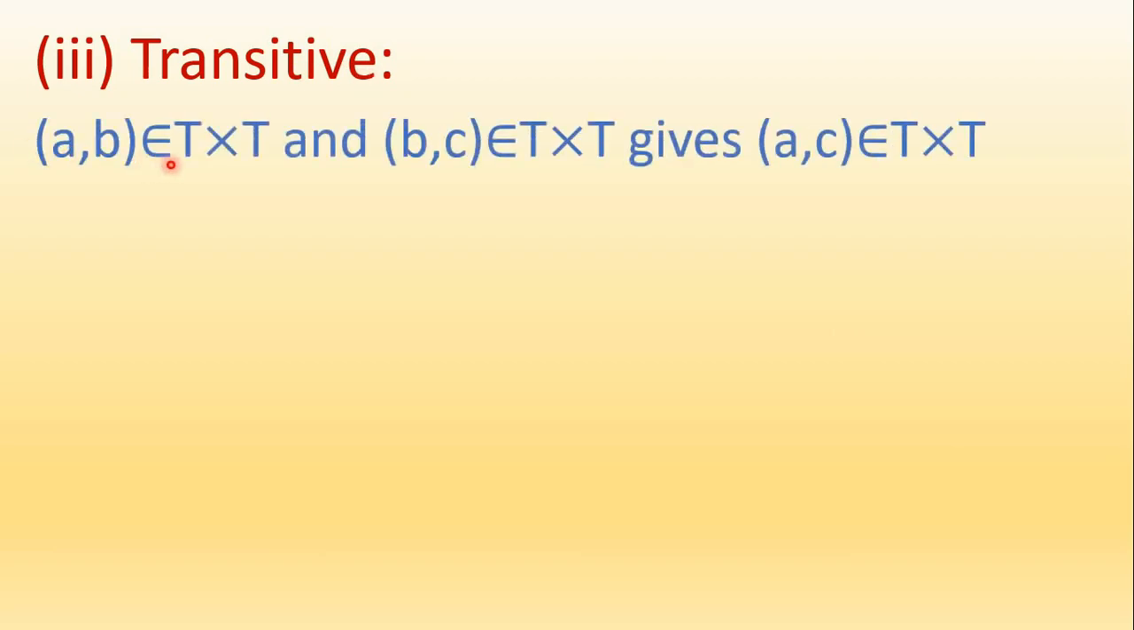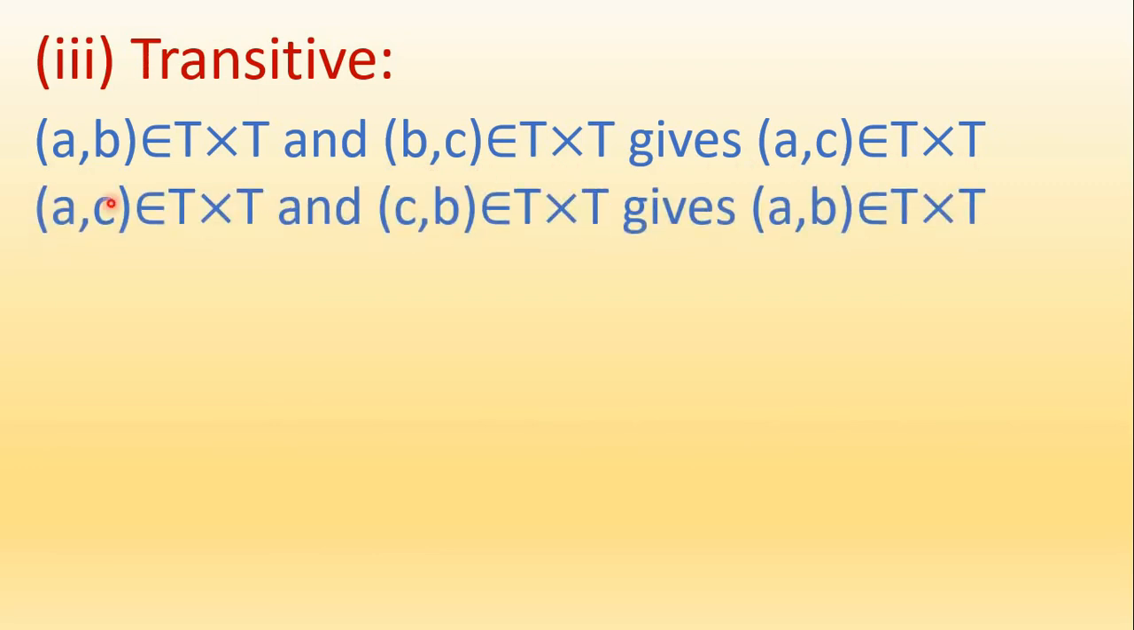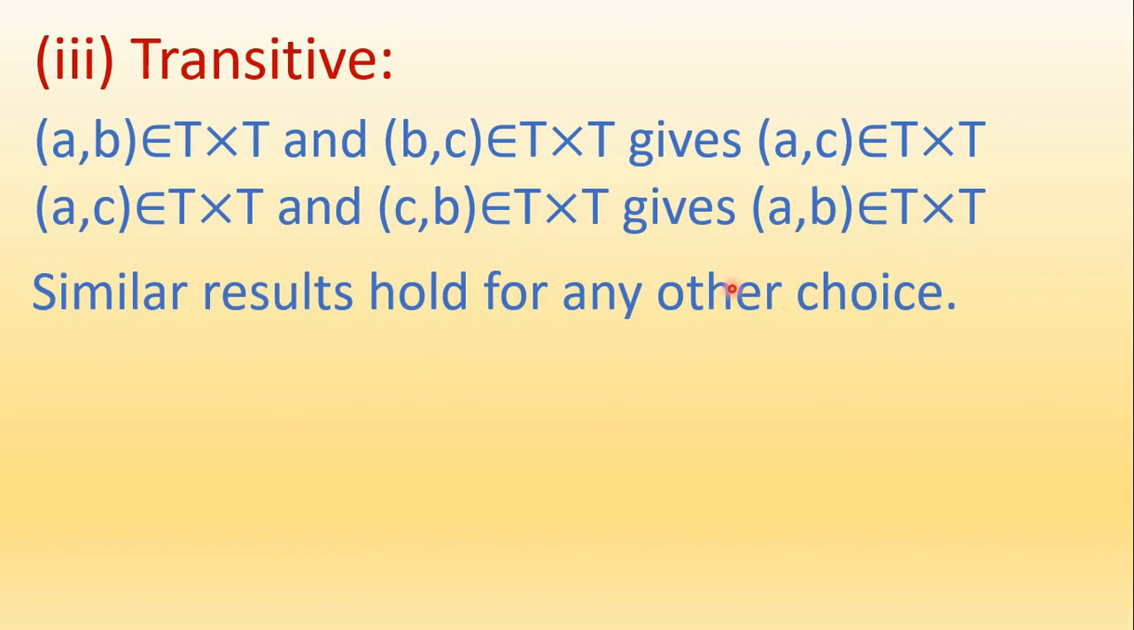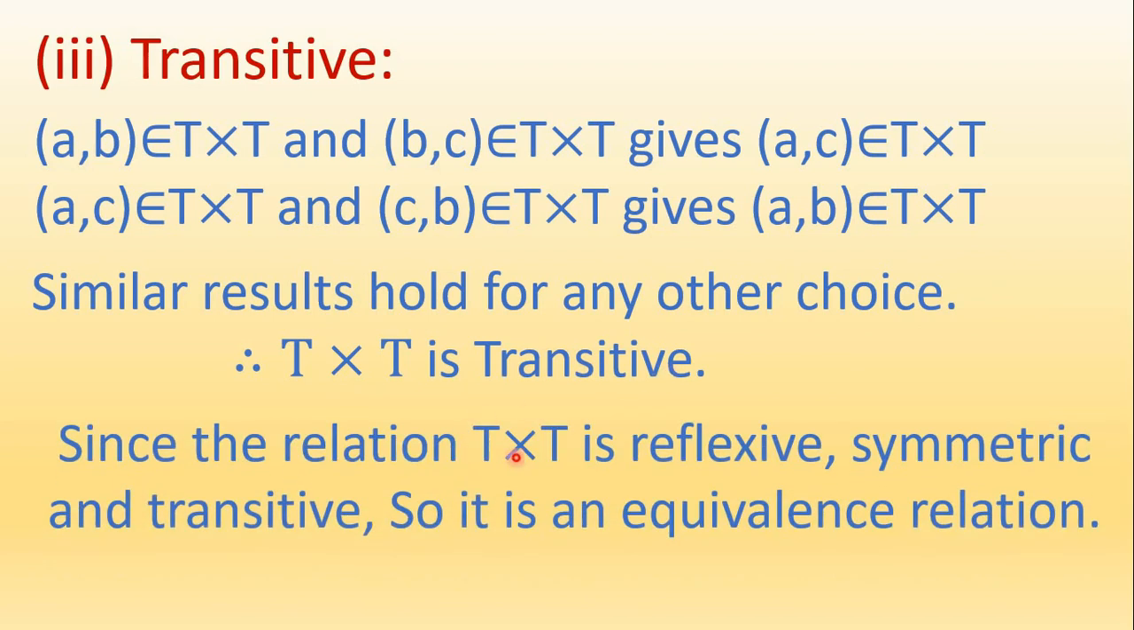Lastly, we have to show that the relation is transitive. (a, b) belongs to T cross T and (b, c) belongs to T cross T gives (a, c) belongs to T cross T. (a, c) belongs to T cross T and (c, b) belongs to T cross T gives (a, b) belongs to T cross T. Similar results hold for any other choice. So T cross T is transitive. Since the relation T cross T is reflexive, symmetric and transitive, it is an equivalence relation.